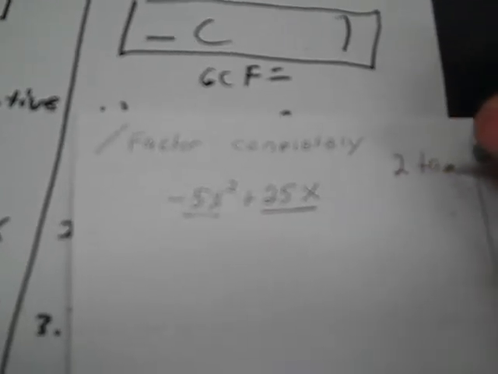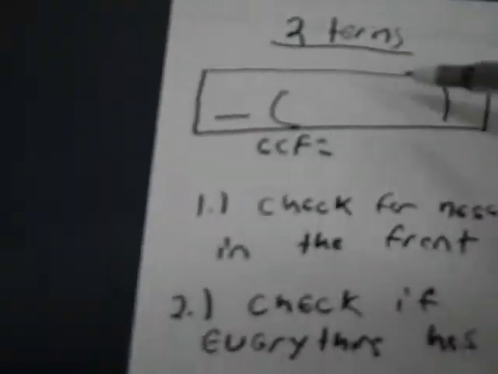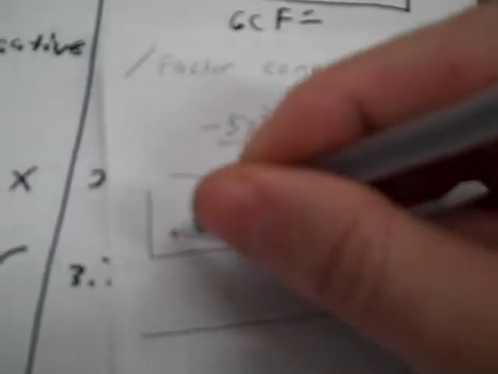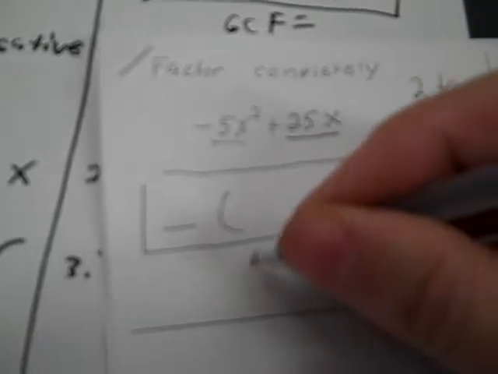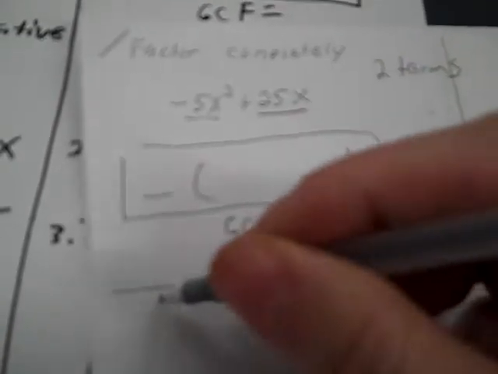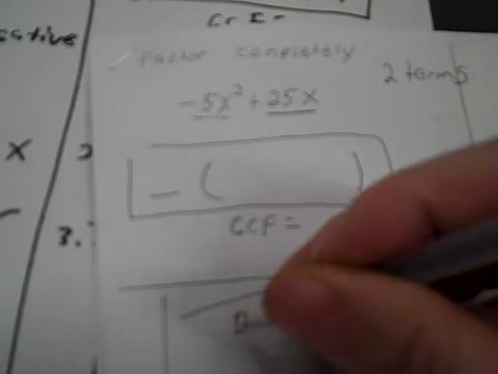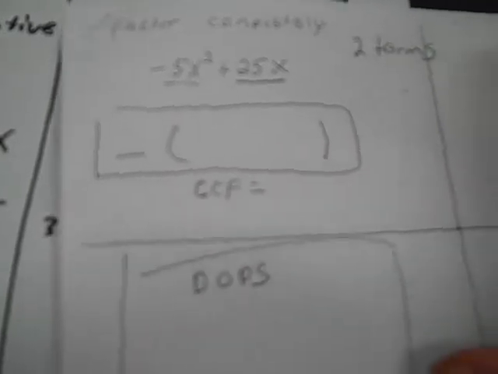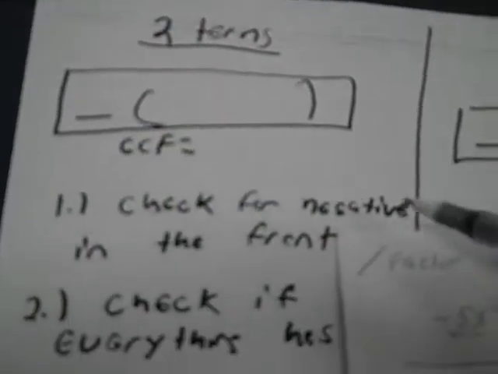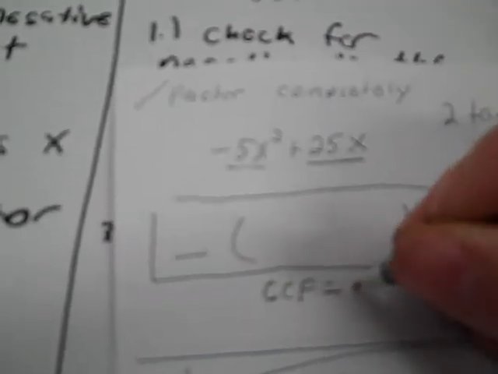This first one looks like it has 2. Okay, so with 2 terms we do the GCF and then the DOPS, okay? Remember, DOPS stands for difference of perfect squares. Okay, so how to check for a GCF? You check for the negative in the front. We actually have it here, so we want to put a negative in our GCF.